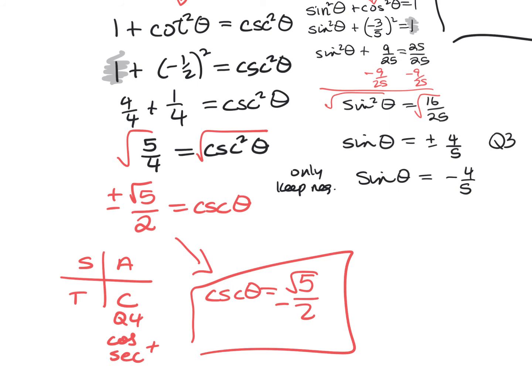So the next one we're going to do, we don't need to use an identity. It doesn't tell you. It just wants us to find the value of all 6 trig functions. So let's try the next one.